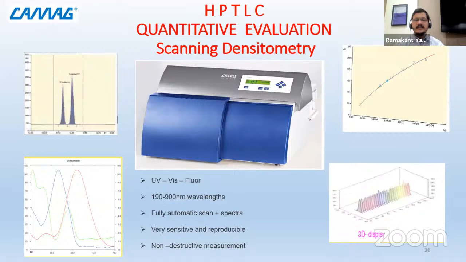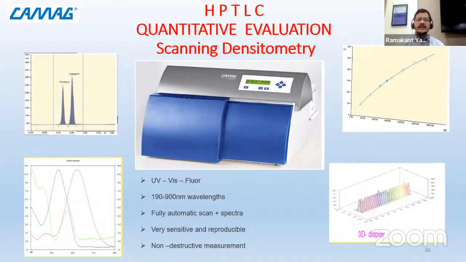So we can say Scanner 4 is the latest innovation. From 190 to 900 nanometer, any single wavelength we can generate for scanning the plate. Suppose we want to find out the amount of caffeine in green tea. So we have applied caffeine standards along with green tea samples on the plate. The lambda max value of caffeine is 276 nanometer. So we can scan the plate under 276 nanometer to generate a peak response for quantitative analysis of caffeine from the green tea sample. That is possible with CAMAG Scanner 4.